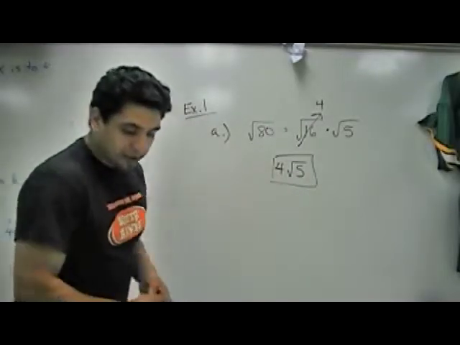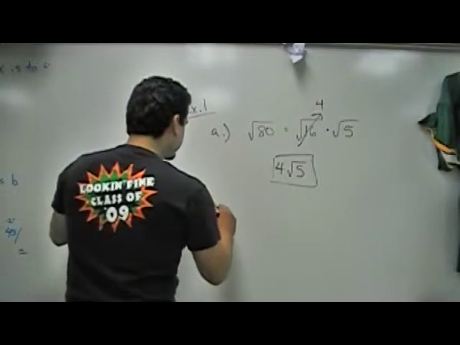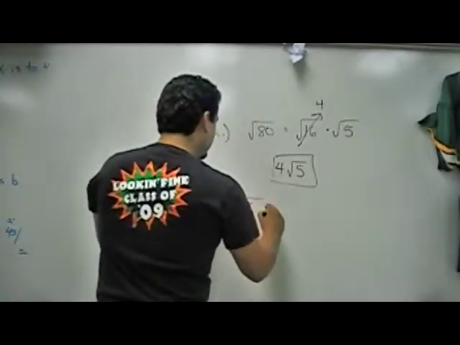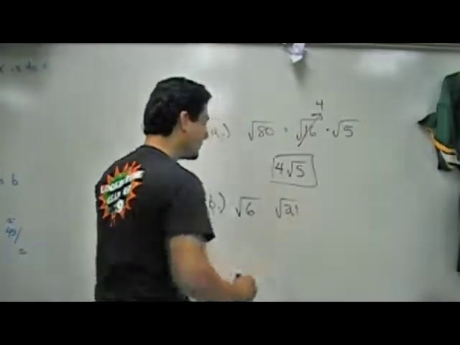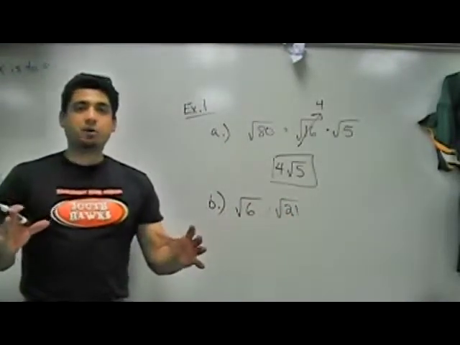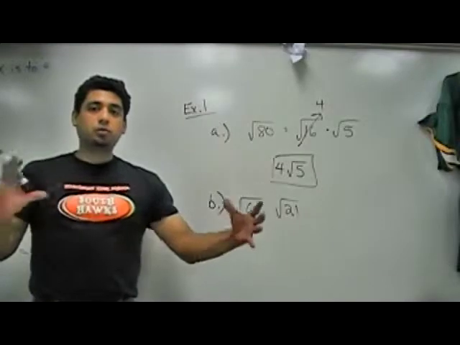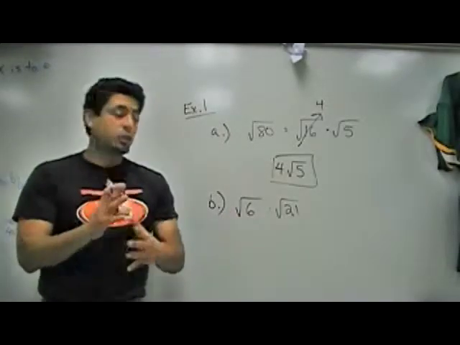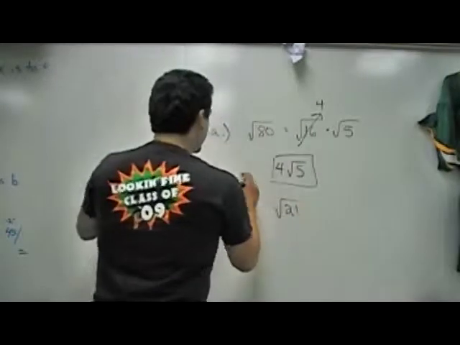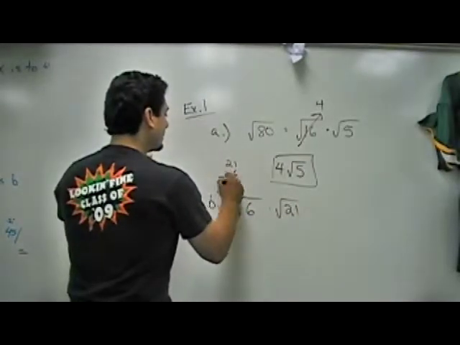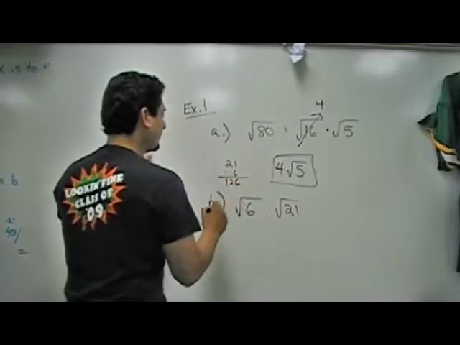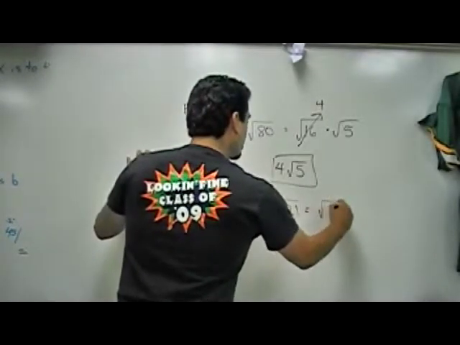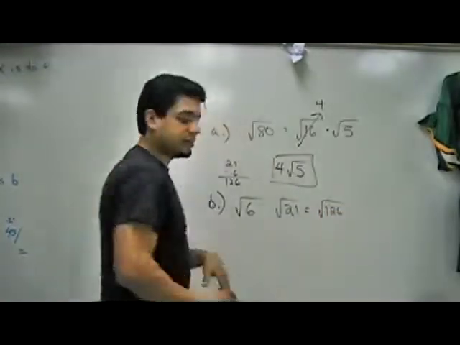Okay, now looking at the next one, which is our letter B. Our letter B says this: square root of 6 times the square root of 21. Now it looks like it's been separated already. So we're going to use the product rule to bring them together so we can actually multiply 21 times 6. 21 times 6 comes out to be this. 21 times 6 is 6 and 12. Yeah, it's 126. So we're taking the square root of 126.